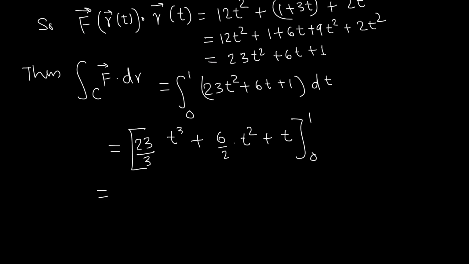So the upper limit, just plug in 1 for t. So 23 thirds, 1 cubed is 1, plus this is 3 times 1 squared is 3, plus 1, minus the lower limit, t equals 0 makes 0, so there is no contribution from the lower limit. And if we add, 3 is the common denominator, 3 times 3 is 9 plus 3 times 1 is 3, 9 plus 3 is 12, plus 23, that's 35 thirds. Okay, final answer.